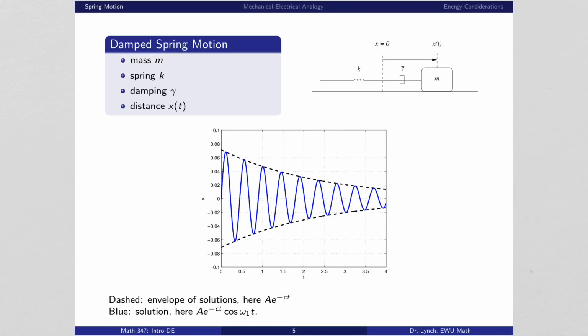So you can see how this function oscillates with some pseudo period defined by omega 1, and then decays over time. Again, we'll see more on how to find this solution a little bit later, but I just wanted to introduce those couple of terms, envelope of solutions, and this decaying oscillation in the case of damped spring motion.